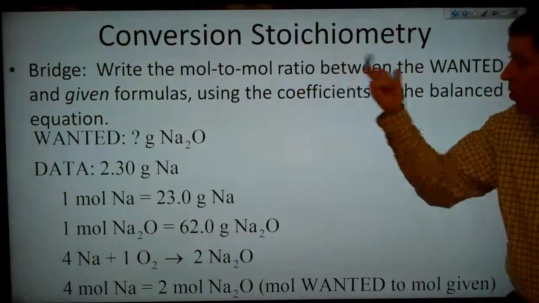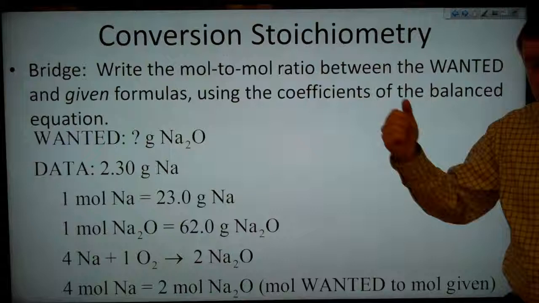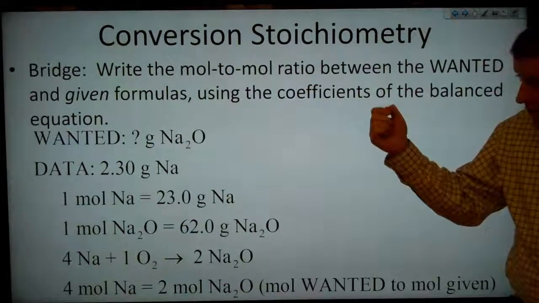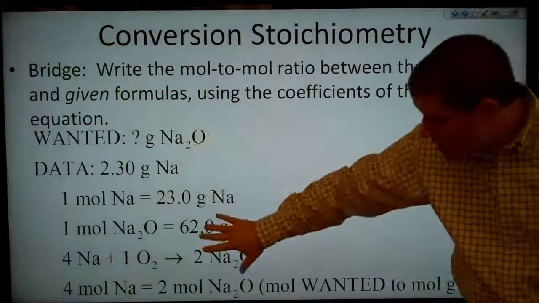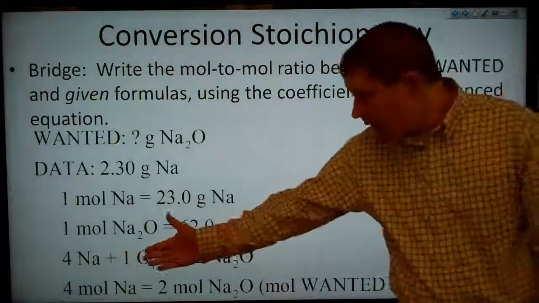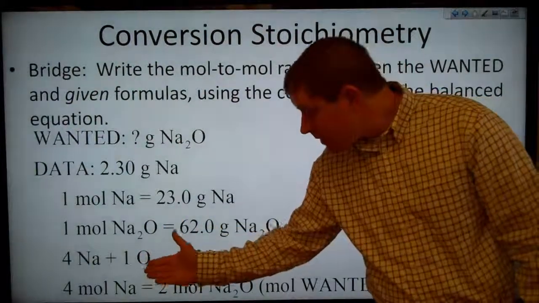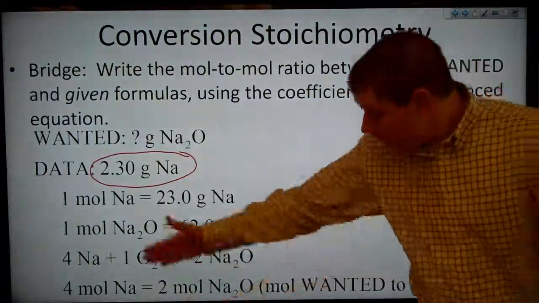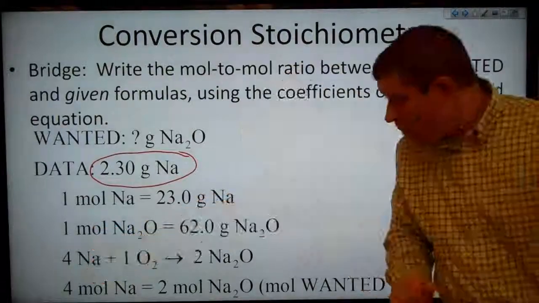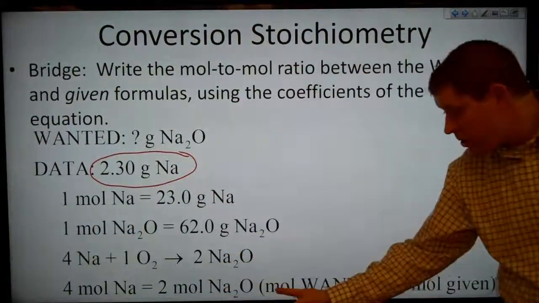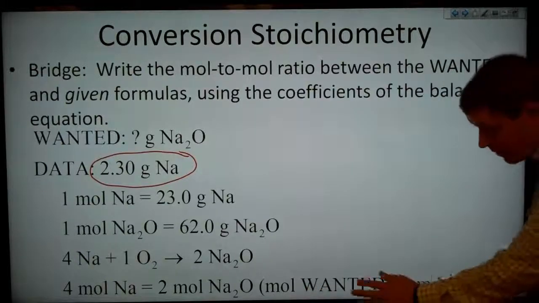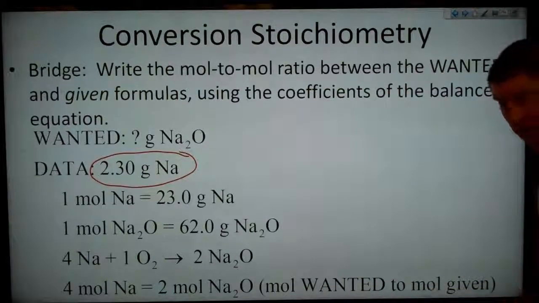So we write the mol-to-mol ratio between our wanted and given formulas using the coefficients of the balanced equation. So now we have our wanted and data sections, including now our balanced equation. So down here we're taking the given substance of sodium, and we know that we have a mole ratio of 4 moles of sodium to 2 moles of sodium oxide. And note that here this is the moles of wanted to moles of our given.